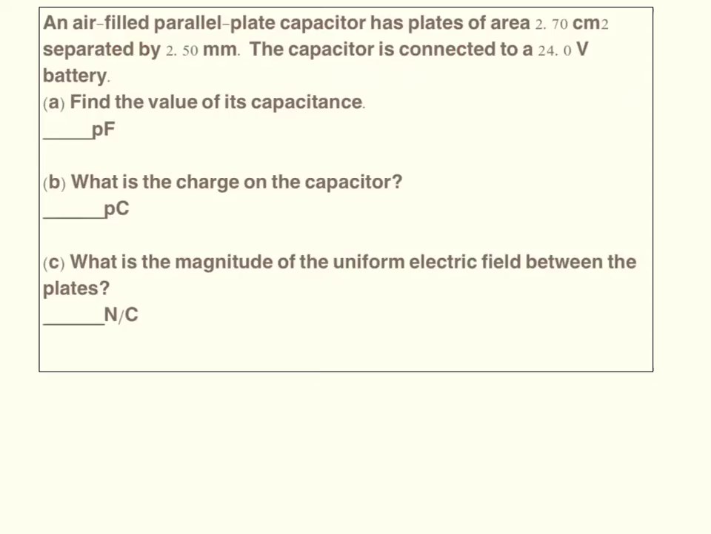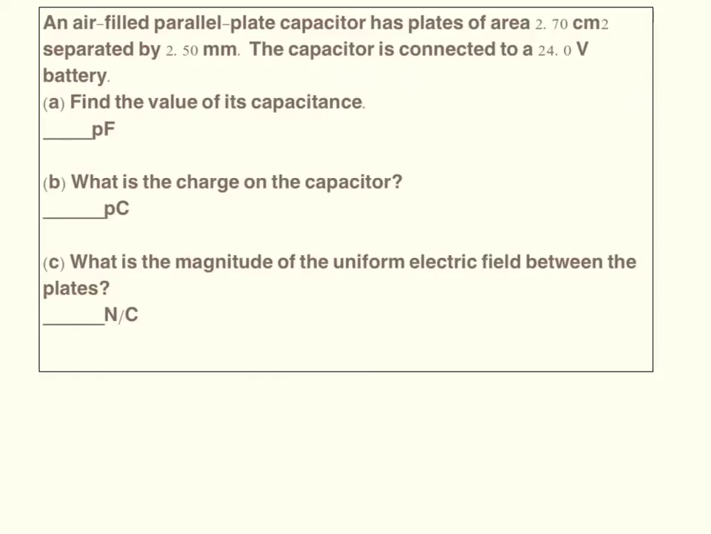The question says an air-filled parallel plate capacitor has plates of area 2.7 centimeters squared separated by a 2.5 millimeter distance. The capacitor is connected to a 24-volt battery. Find the value of its capacitance, the charge on the capacitor, and the magnitude of the uniform electric field between the plates. So I'm just going to go ahead and write down my known variables in standard units.